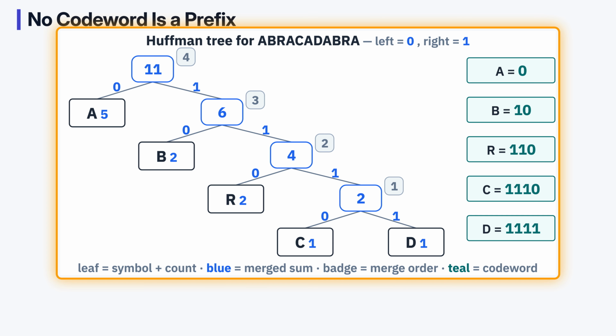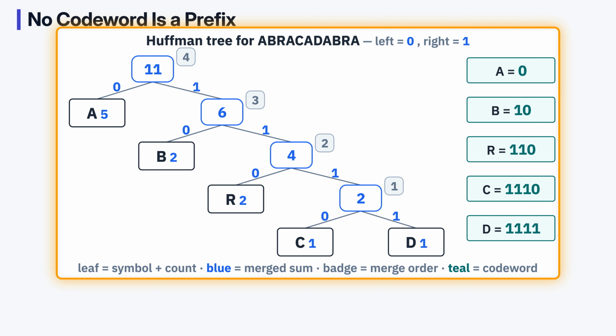One more thing the tree gives you for free. Every symbol sits at a leaf, never on the path to another. That means no code word is the beginning of another code word. This is called the prefix-free property. Because of it, the decoder can read the bit stream left to right and know the instant a code word ends. The moment the bits match a leaf, that is the symbol, with no ambiguity.